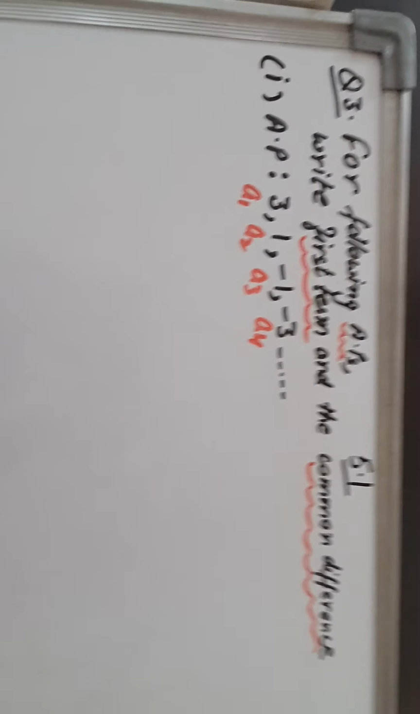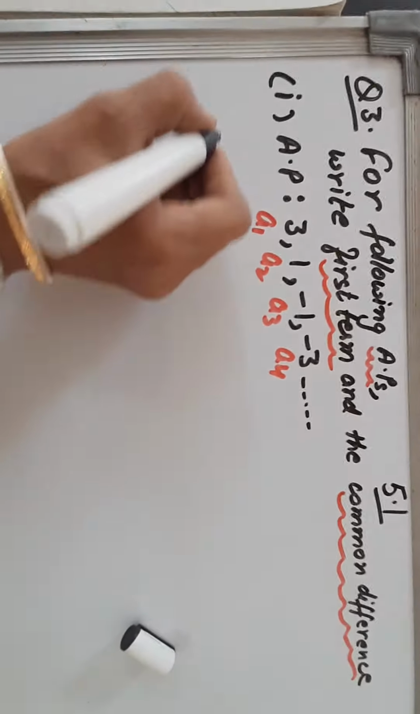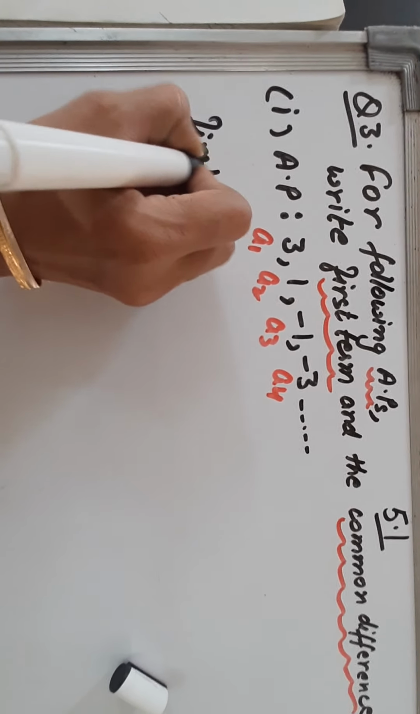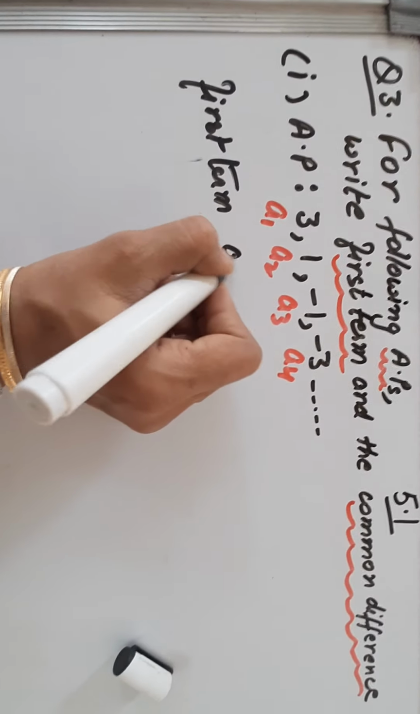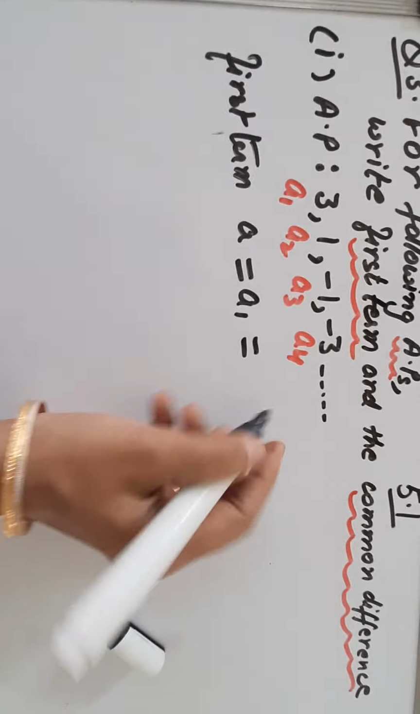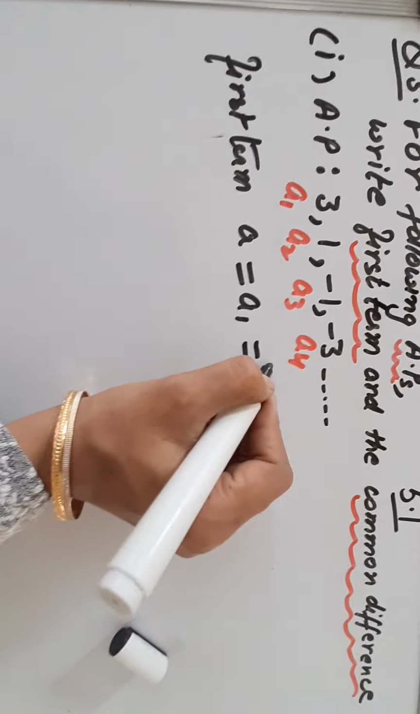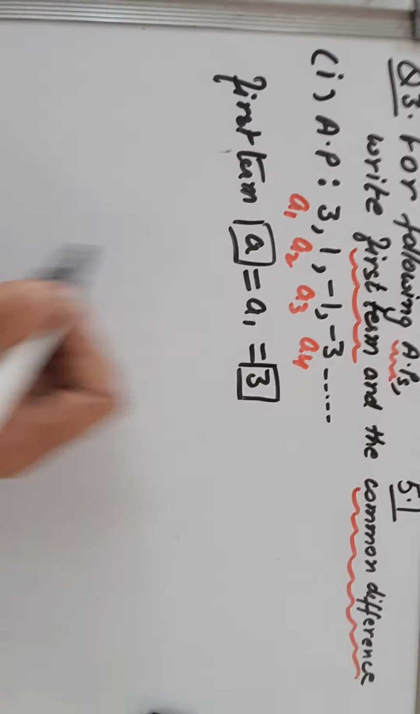So what is given to us? The AP is given to us. We need to find out the first term, and as you all know, the first term is denoted by A, that is equal to A1. What is A1 in this? 3. So the first term will be 3, right? First term will be 3.